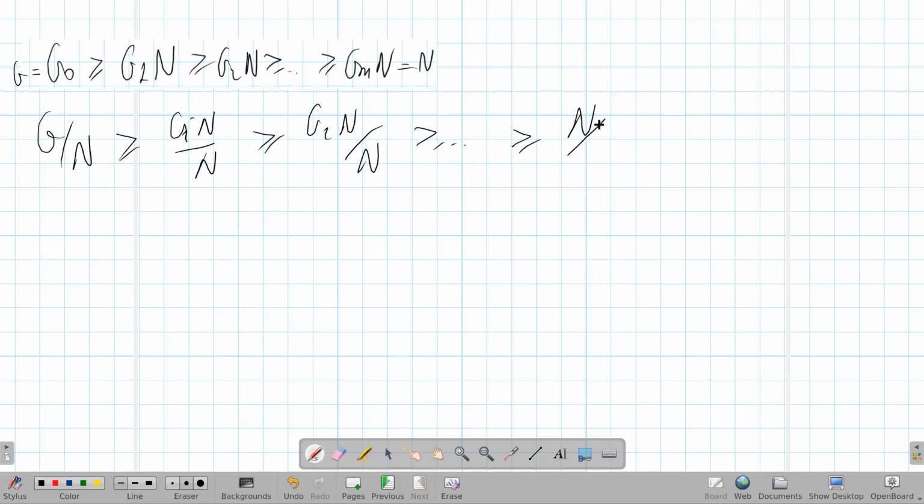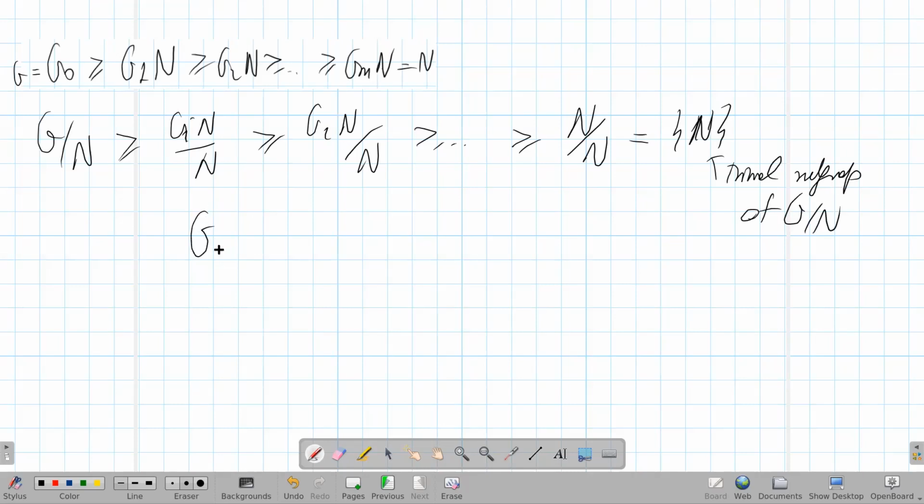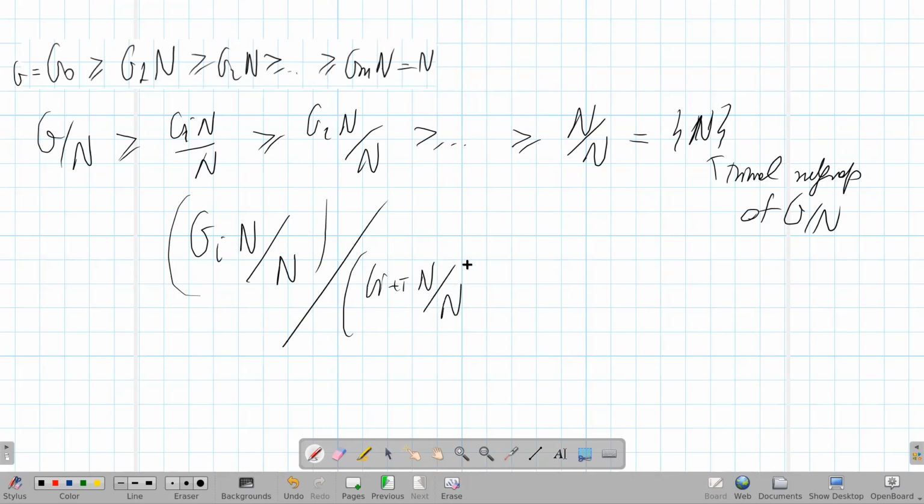Until you get to N over N, which is, say, one, the trivial subgroup of G over N. And the point is that, again, by the third isomorphism theorem, if you consider the quotient of one of these over the next one, again, you can simplify N, and this is isomorphic to G_i N over G_{i+1} N, and we have just put that this is abelian.